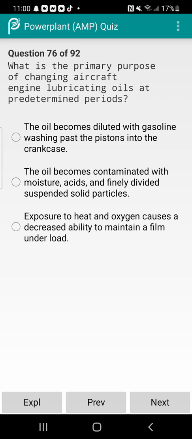What is the primary purpose of changing aircraft engine lubrication oils at predetermined periods? The oil becomes contaminated with moisture, acids, and finely divided suspended solid particles.